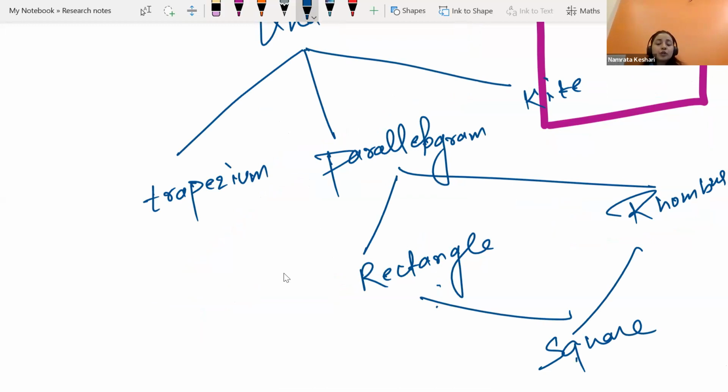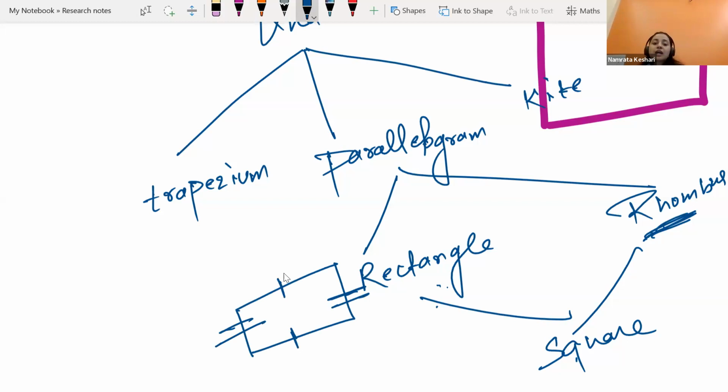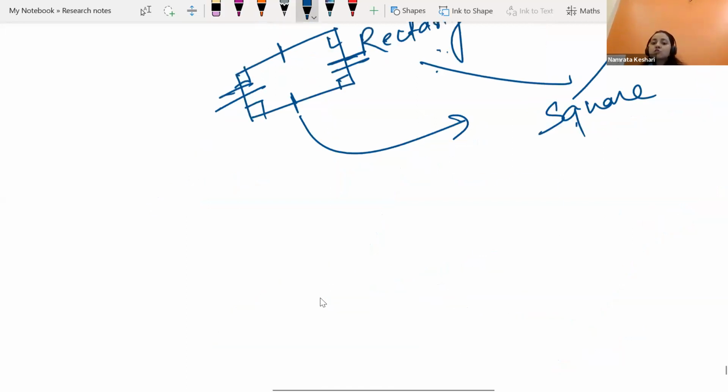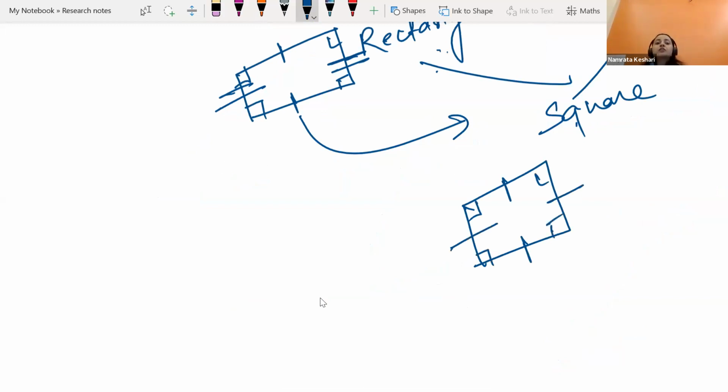At first it is going to obey all the properties of a parallelogram. Then apart from that, it is having its own particular specific property. If you want to check, rectangle is a parallelogram? Yes. Opposite sides are parallel and equal. Apart from that, there is a property of a rectangle that each interior angle is 90 degrees also. Now, square is following this property of rectangle. Yeah, this is also a parallelogram. Opposite sides are parallel and equal. Each interior angle is 90 degrees. From where did it get it? It got it from the rectangle.